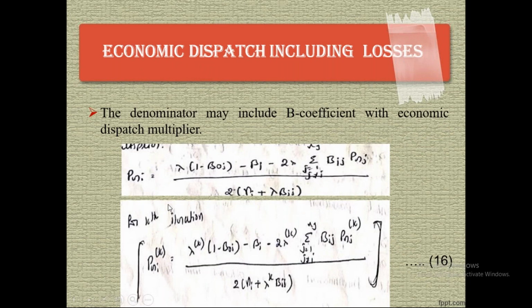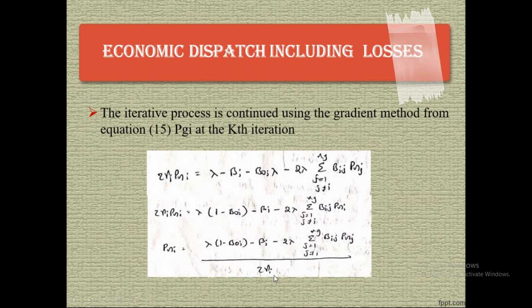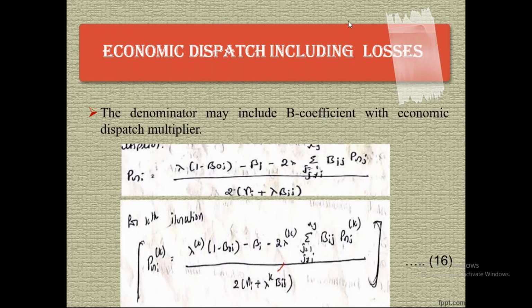Now see here, in the denominator we have only 2γi, but I already said that the B coefficient term should not play a vital role in this equation. We just use it for balancing purposes in the derivation of the power generation formula. So here in the denominator it has only 2γi. We can include the B coefficient, and here is how. The denominator may include the B coefficient with the economic dispatch multiplier. This is the term we are including here.